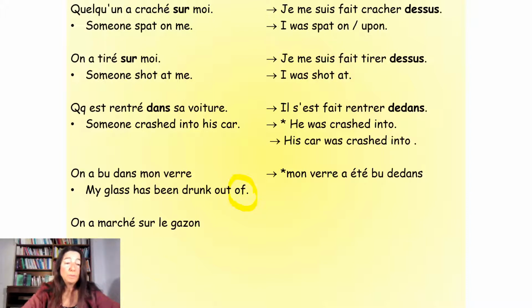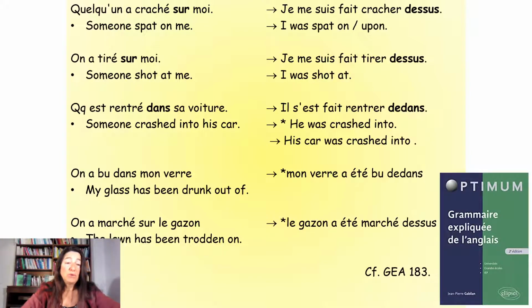On a marché sur le gazon. Le gazon a été marché dessus is really not an option in French, so you remember the asterisk here means that these sentences are not grammatically correct. And in English, the lawn has been trodden on is completely possible. Just make sure that you use the preposition at the end of the passive voice sentence that is used to translate on, because in both cases it refers to something that is vague and not identified. Okay, so all these interesting remarks are in the Grammaire expliquée de l'anglais, mainly page 183.